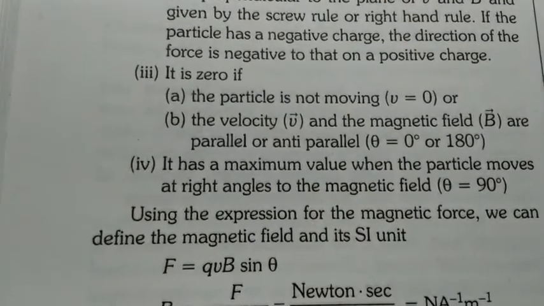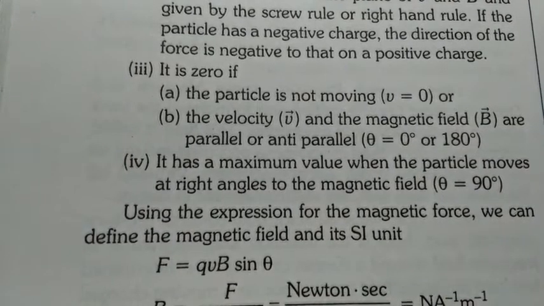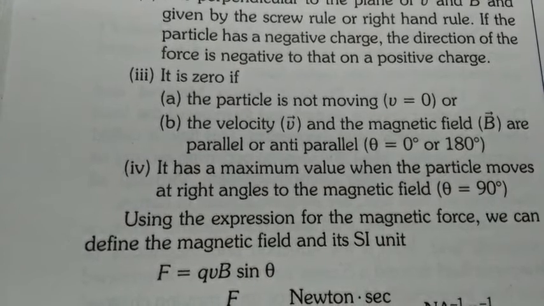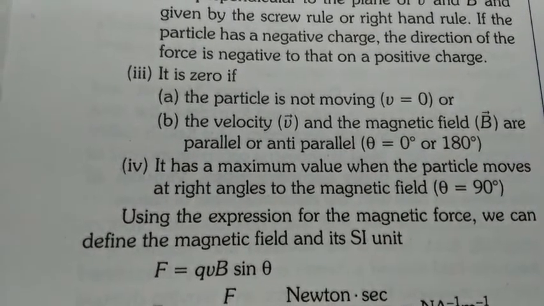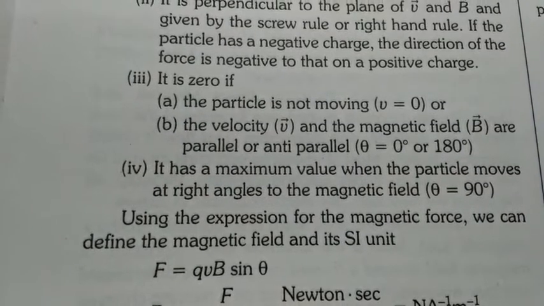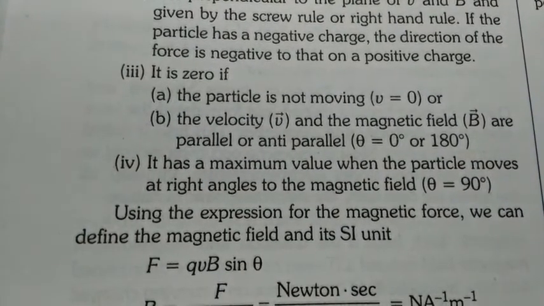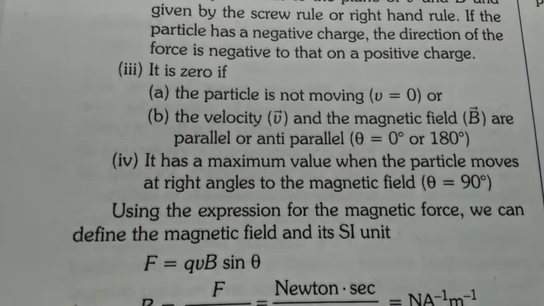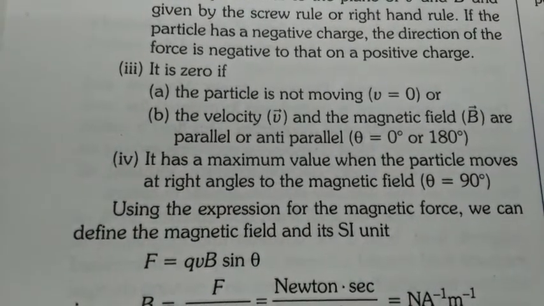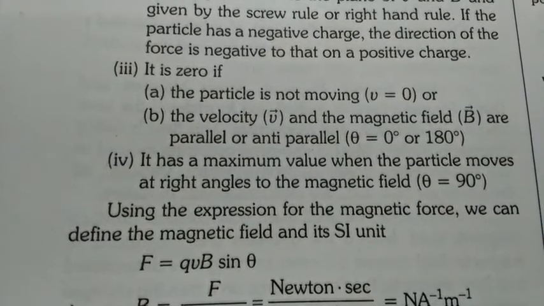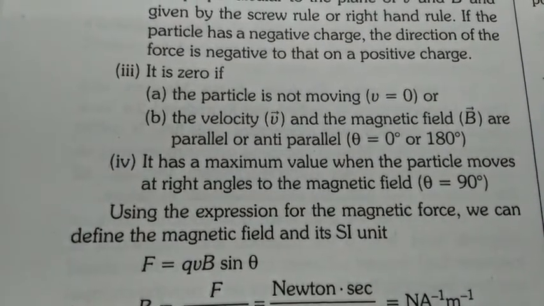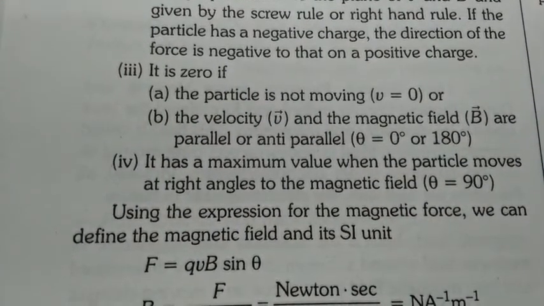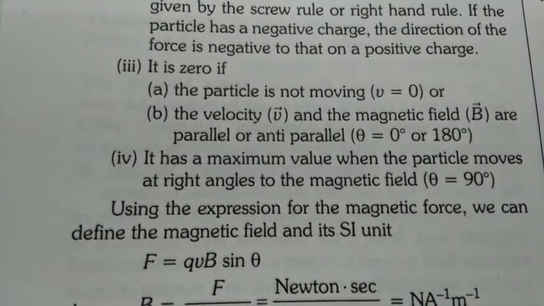So the Lorentz force will be 0 when the particle is moving in the direction of magnetic field, or if the particle is not moving. In both cases the Lorentz force will be 0. If the velocity and the magnetic field are parallel or anti-parallel, that means 0 or 180 degrees, then also it will be 0, because sin 180 also equals 0. And it will be at maximum value when theta is 90 degrees, or the particle's velocity and the magnetic field are perpendicular to each other.